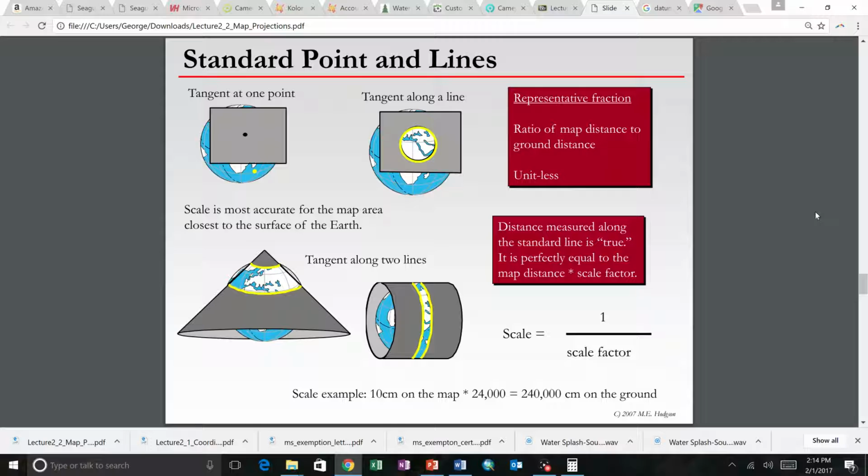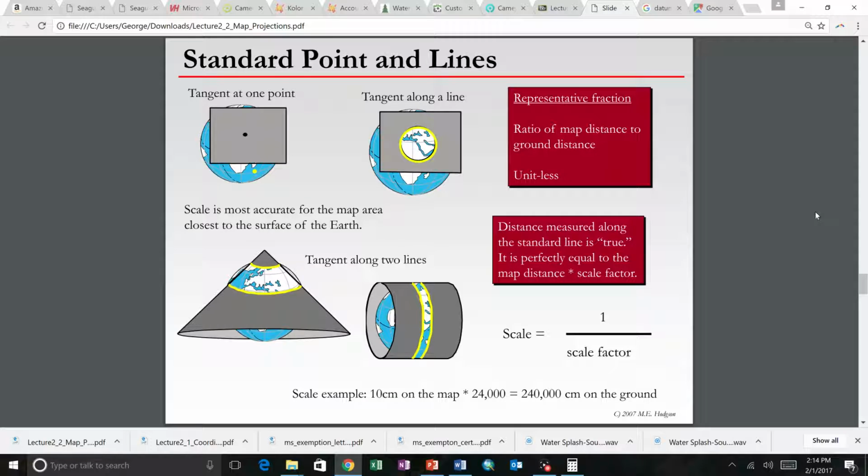So if we're using planes, or cones, or cylinders, those have lines or points of tangency. If it's a plane, it can be tangent at one point, or it can be tangent along a line, which actually forms a circle. Or if it's a cone, it can be tangent along 2 lines, which form 2 circles. Or it can be tangent along 2 lines if it's a cylinder. In other words, that tube goes through the Earth at 2 points.